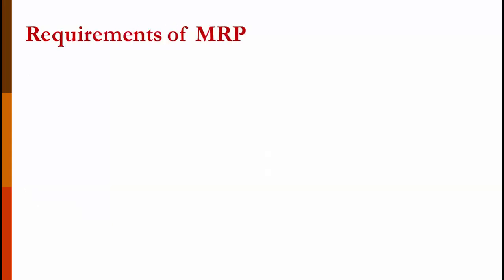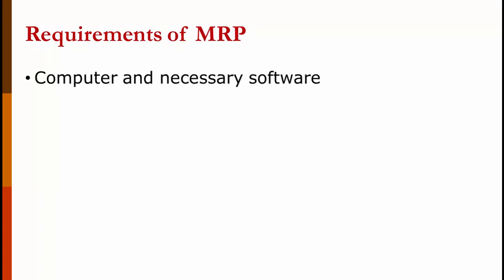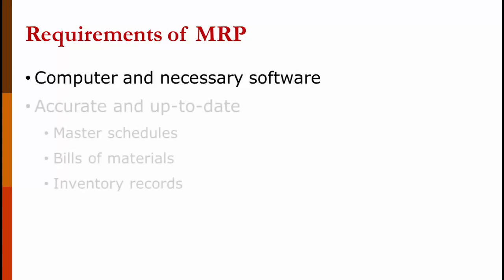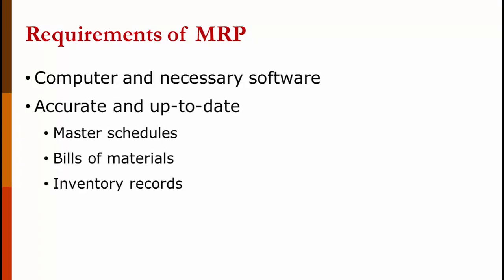So what are the requirements to use MRP? They're exactly what you would guess they are. You need a computer and the necessary software. At one point, that was a big deal. At one point, people spent millions of dollars on the computers and the software. Now it runs on a high-end PC. We need accurate and up-to-date records. The master schedule, the bills of material, and the inventory records all have to be pristine in order for it to work. And we need to maintain data integrity. Once the data gets corrupted, all of the MRP planning is corrupted.